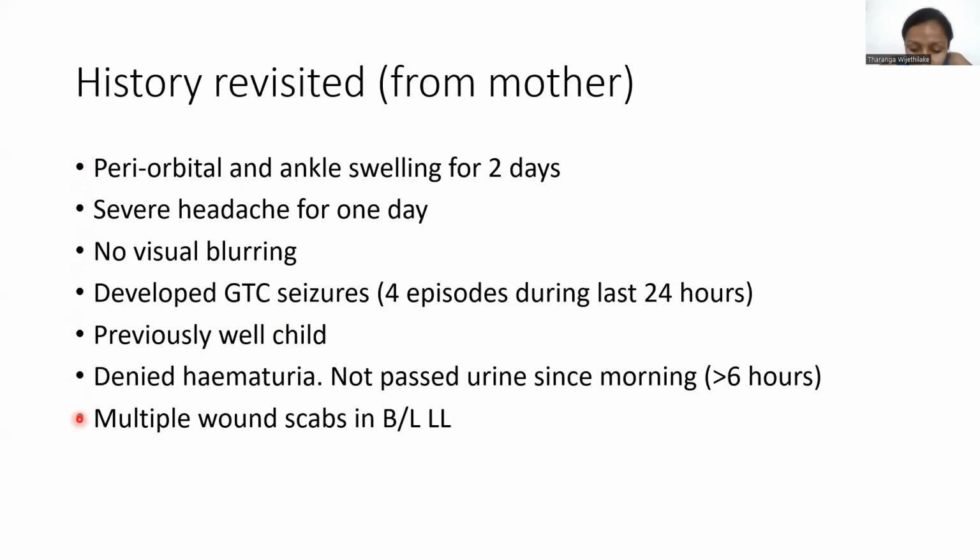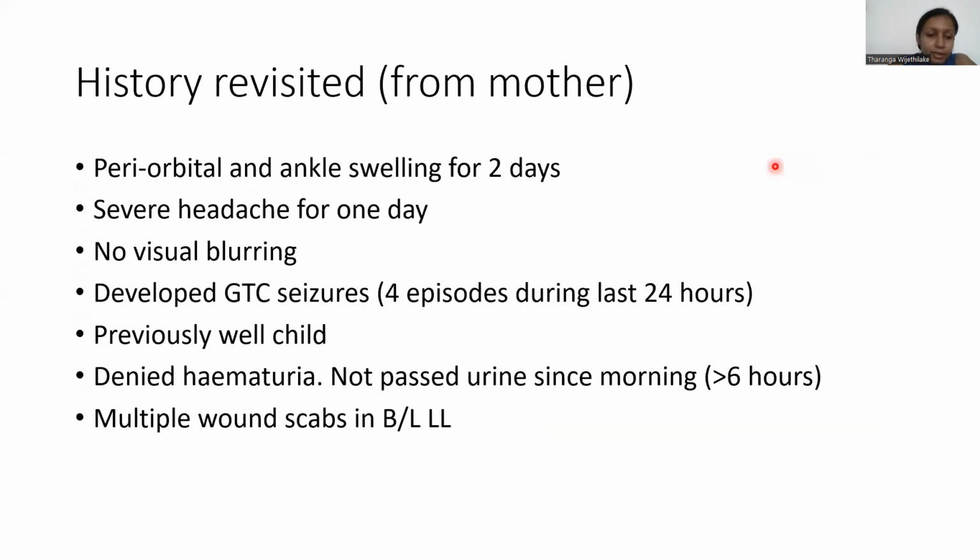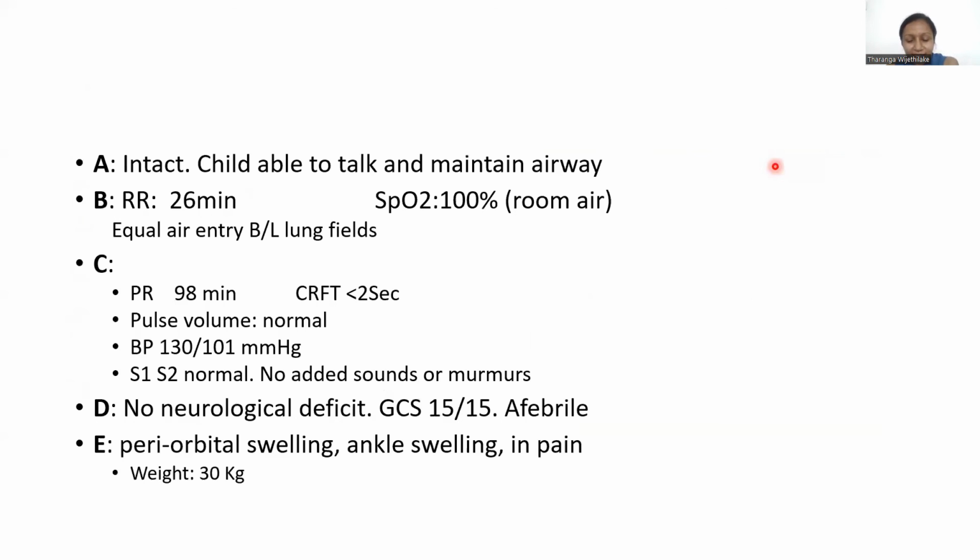And when we look at the child, if you look at the picture, you can see there are a few scars, scabs, okay? Right. So basically, what are we dealing with here? This is a child presenting with acute glomerulonephritis, presenting as hypertensive encephalopathy.